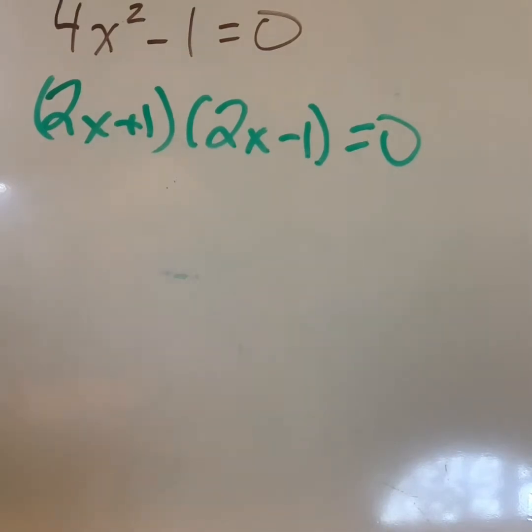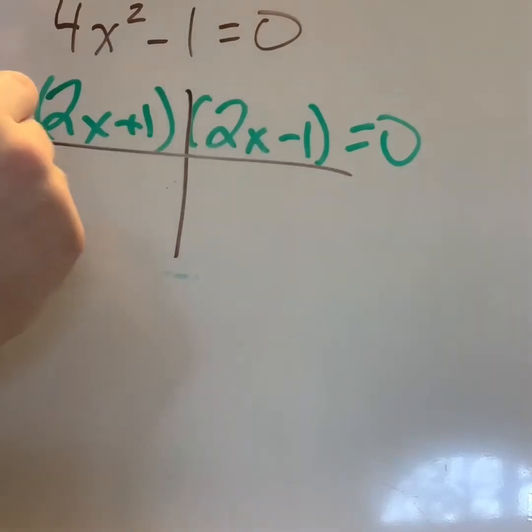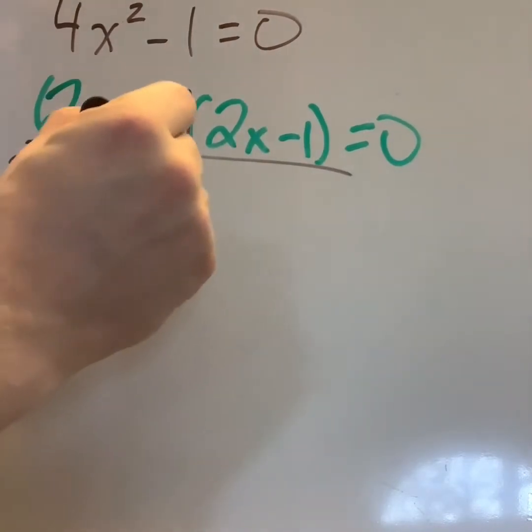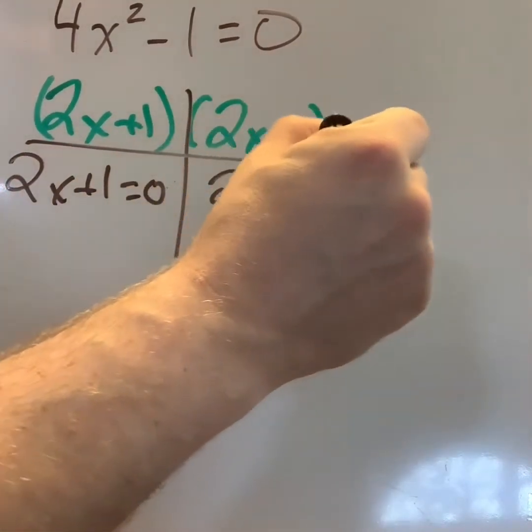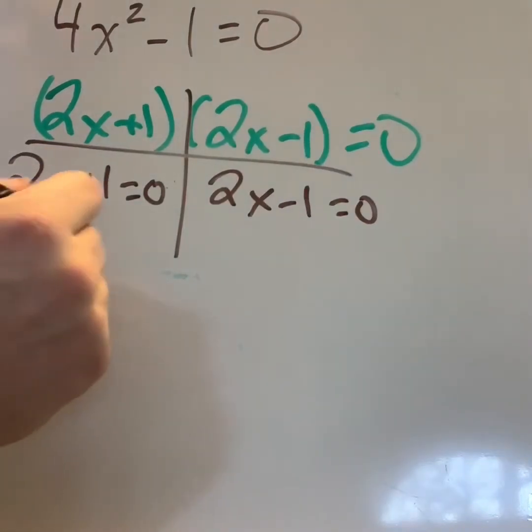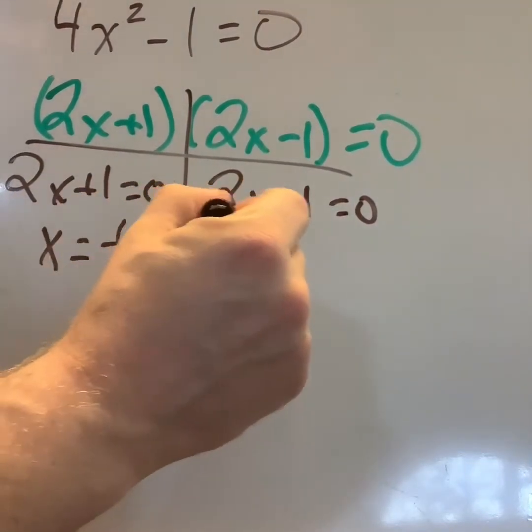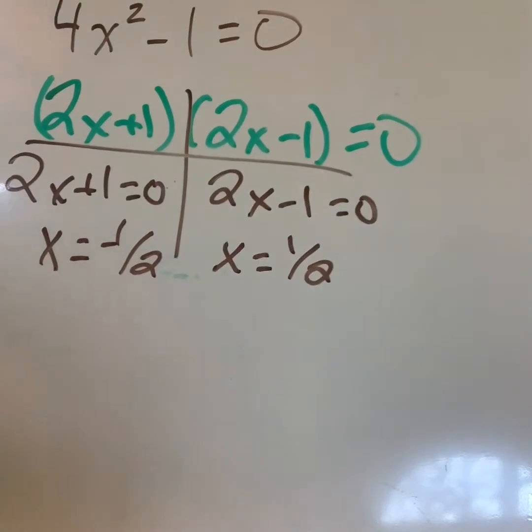From there, we do our T-chart. We set each of these equal to 0. 2x plus 1 equals 0. 2x minus 1 equals 0. And we get x is equal to negative 1/2 and x is equal to positive 1/2. Okay? That shouldn't be any problem. That is Algebra 1 stuff.